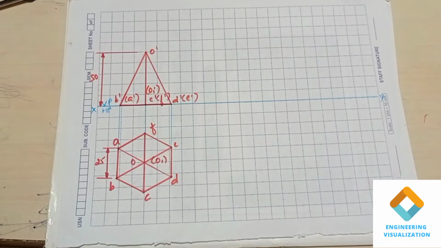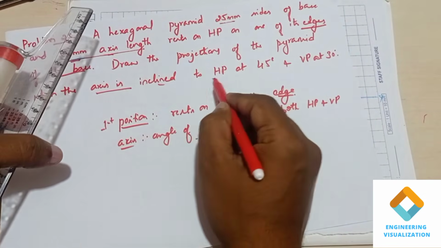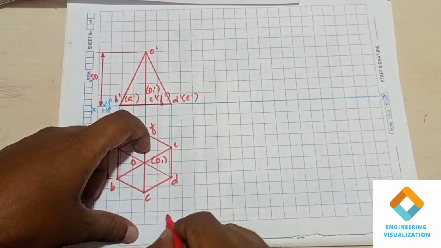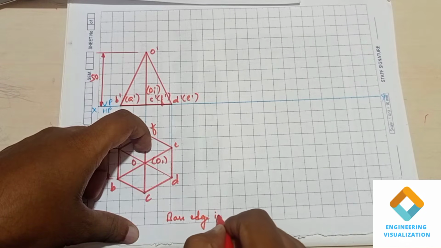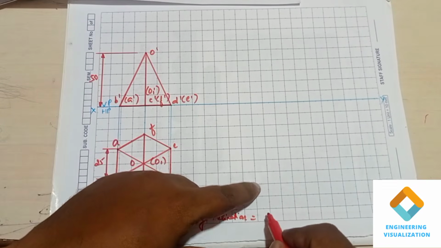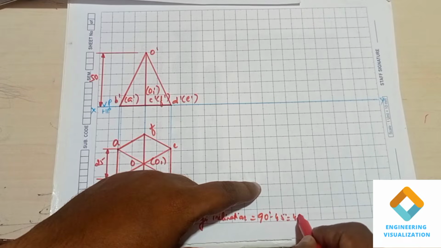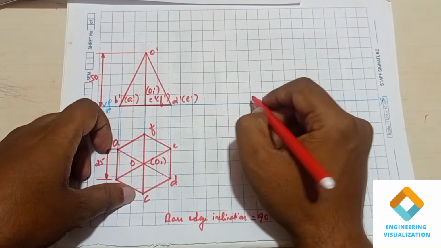Okay, now the second position, inclination to HP given 45 degree. So for easier construction we will be going for base edge inclination. So base edge inclination is equal to 90 degree minus 45 degree. So it is 45. So base edge inclination also 45 degree here.